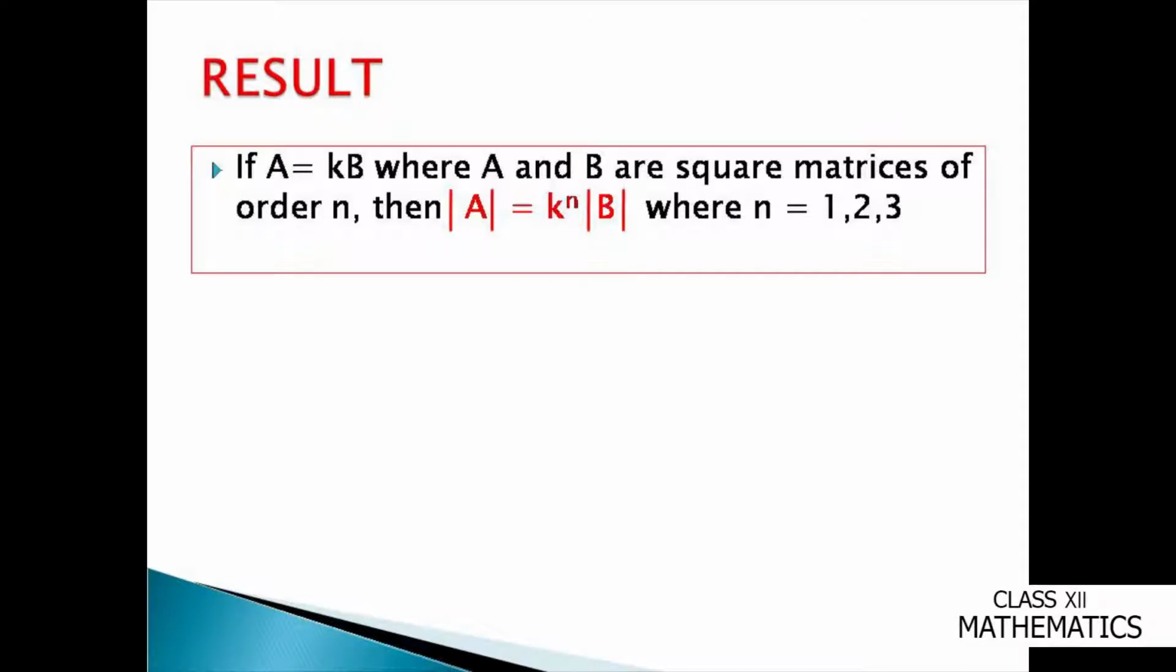The result says that if A is equal to KB, where A and B are square matrices of order n, the determinant of A is equal to K raised to n times the determinant of B, where n is equal to 1, 2, 3. Now what does it mean? I'll explain it with an example.